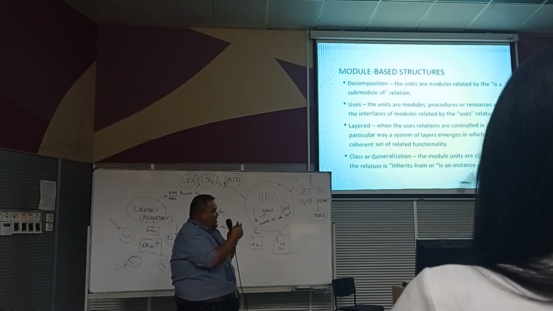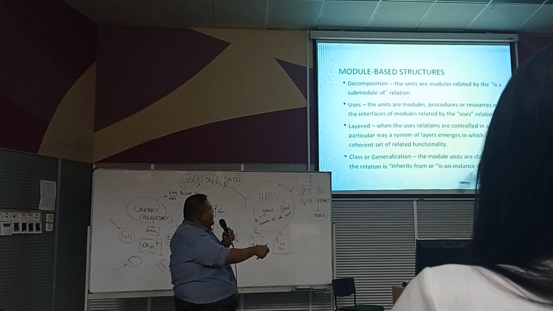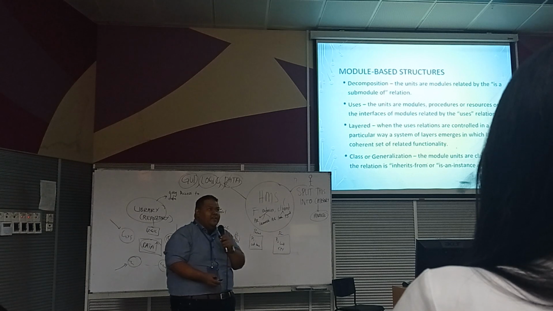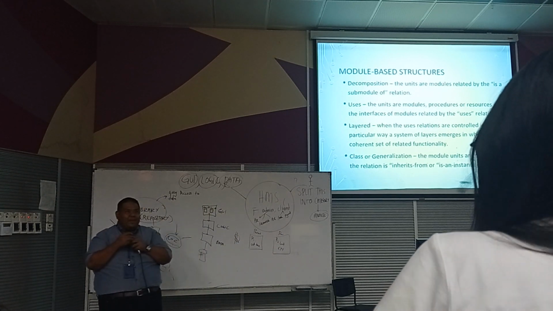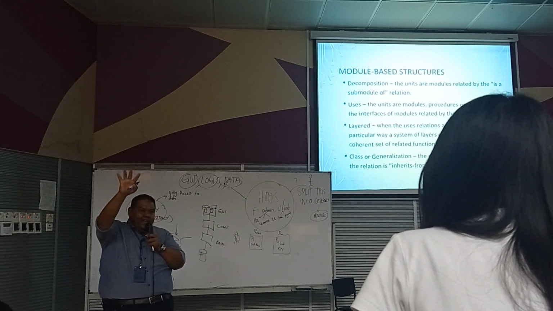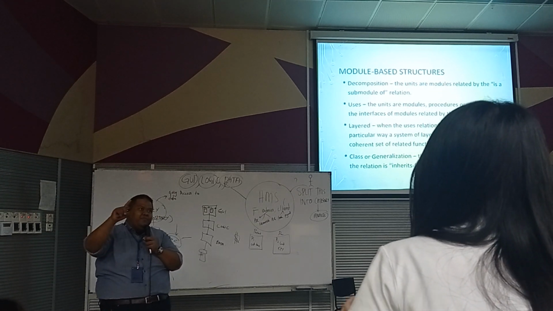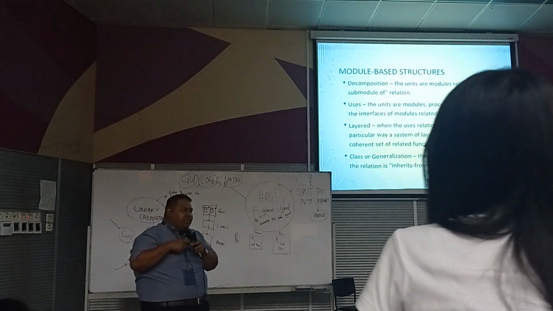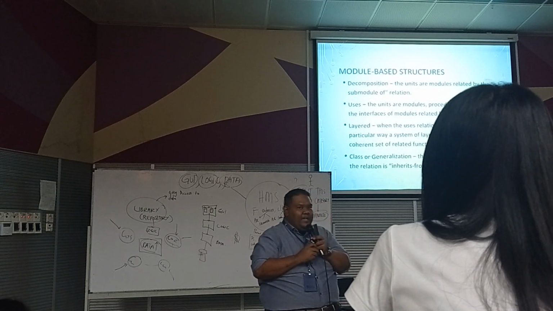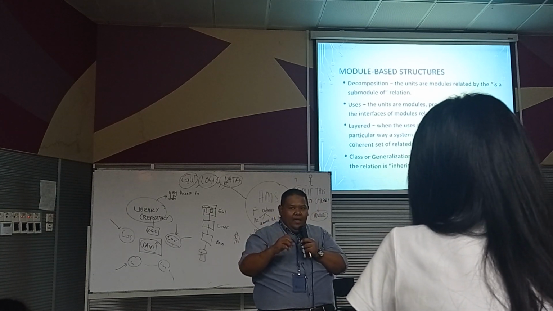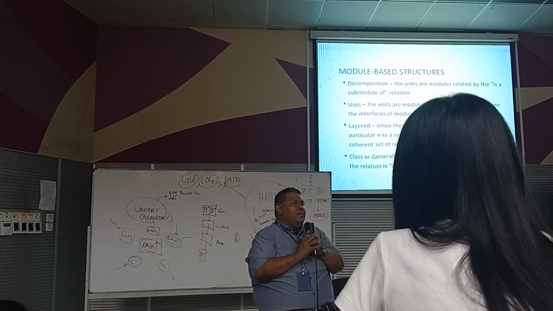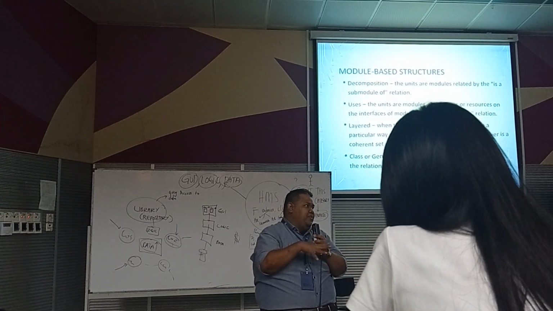Then we have class or generalization. The module units are classes and the relationship is inherits. We can also do that based on some kind of inheritance principle. It means I have one big logic and then sub-logic that inherits from the first big logic. So that is called module-based structure. In other words, you need to identify how many categories you want to create for your system.